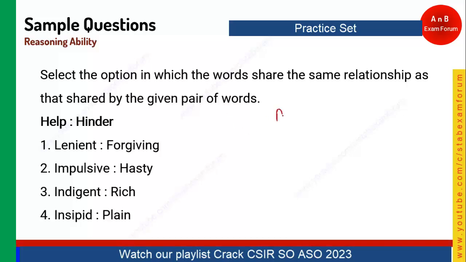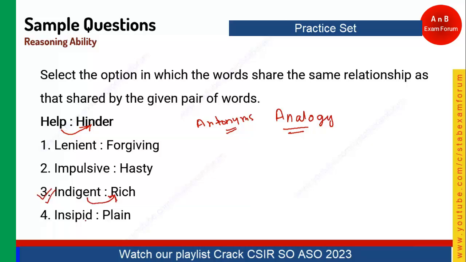Student, again this question is from analogy. There are different types of analogy. Here the analogy is help and hinder, which means antonym analogy is there. Antonyms mean opposite. So the opposite of hinder is help, and the opposite of help is hinder. Similarly, there are certain words; at least you should know the meaning to get this answer. So from all these three answers, we know indigent is poor, and the opposite of poor is rich. So option 3 seems to be the correct answer.